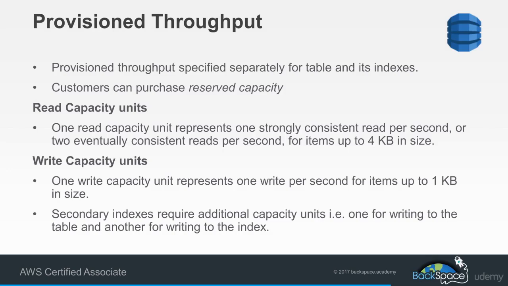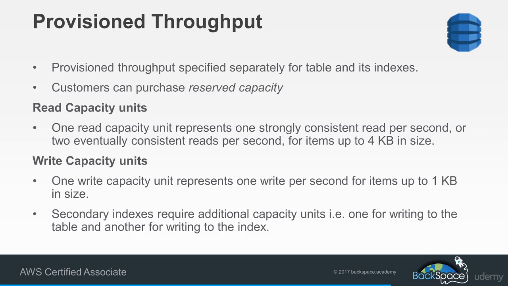Read capacity units are calculated as follows. One read capacity unit represents one strongly consistent read per second, or two eventually consistent reads per second, and that's for items up to 4K in size. So if it's over 4K in size, if it's between 4 and 8, then you're going to need 2 read capacity units, not 1.